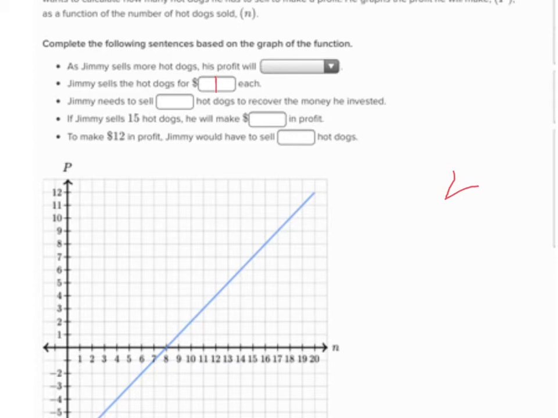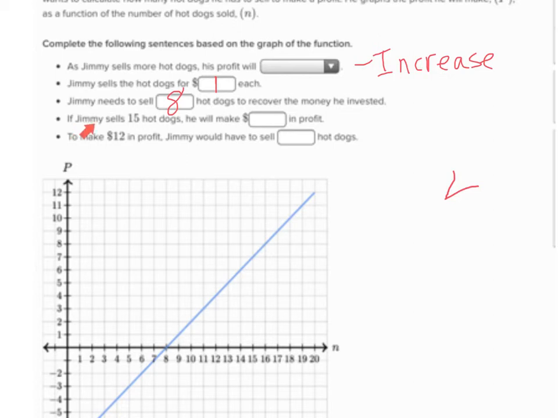That's the second one. Now the first one says, as Jimmy sells more hot dogs, his profit will what? Increase. Duh. Right? His profit's not going to go down as he sells them. Let's read the third one. Jimmy needs to sell blank hot dogs to recover the money he invested. 8 hot dogs. If he spent $8 to get started in his business and he's charging $1 per hot dog, then if he sells 8 of them, he'll be even, right? He gave somebody $8 for his hot dogs. Then he sold 8, so he got $8 back. So now he's at even, right?